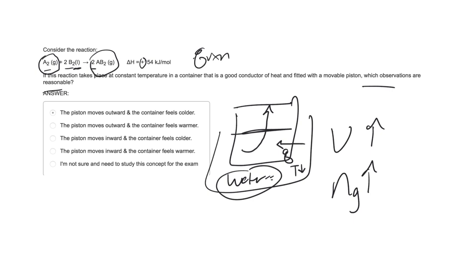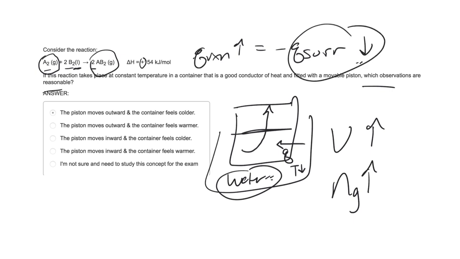So the Q reaction is positive, negative Q of the surroundings. So the surroundings heat is dropping. The water is the surroundings. And so the temperature of the surroundings should feel like they are decreasing in temperature. So the piston moves outward and the container feels cold.